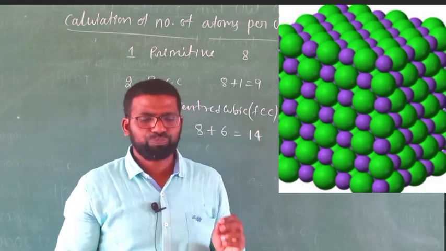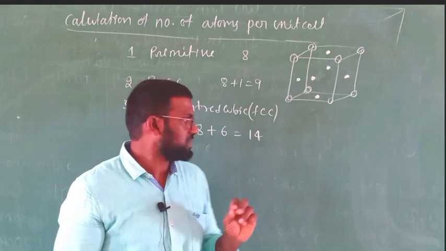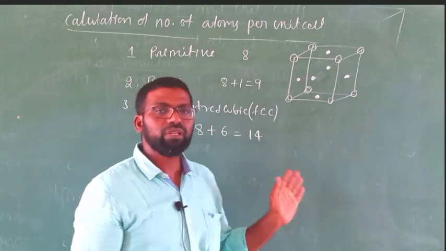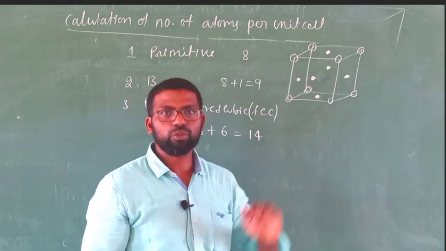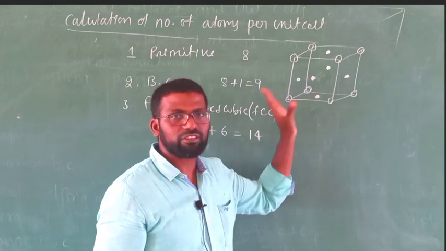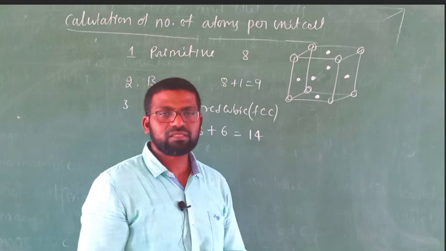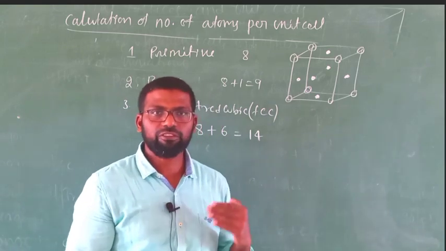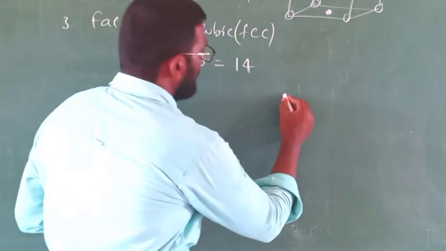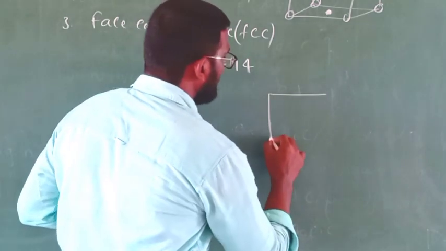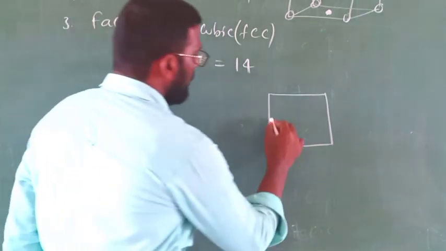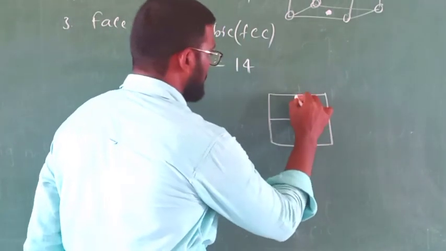So the particles present at the corners, on the faces, on the edges will be in touch with some other unit cells also. That means the particles at the corners, on the faces, at the edges will be shared between different unit cells. Let us assume a small crystal system of 8 unit cells.